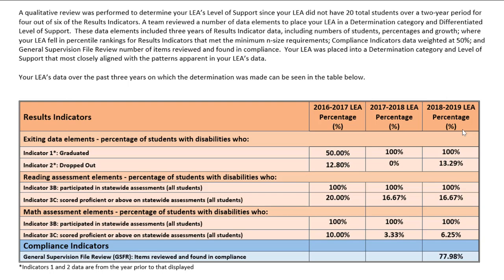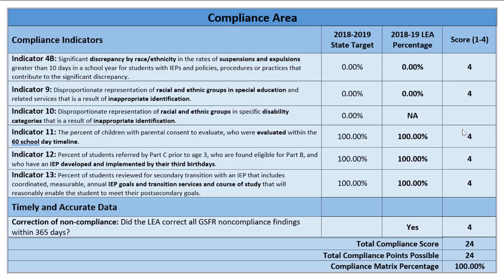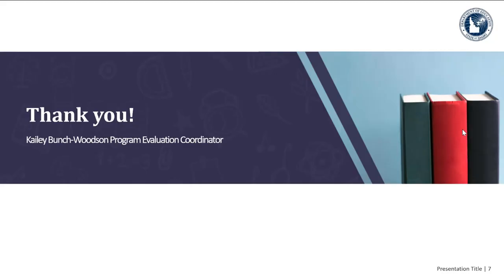So this is an example of what some LEA's results indicators table would look like. And you can see here that the 3 years worth of data is presented. And then an LEA that had a qualitative review would have the same compliance table that everybody else had. That's all I have for you.